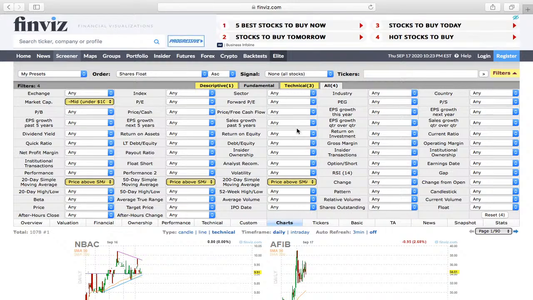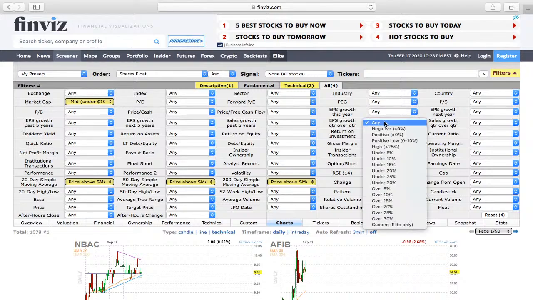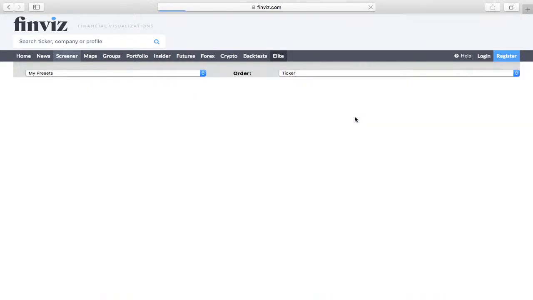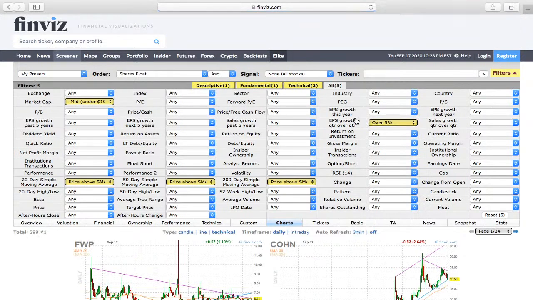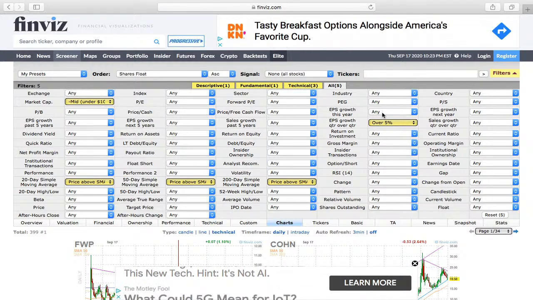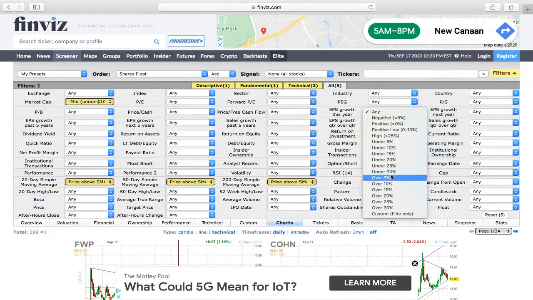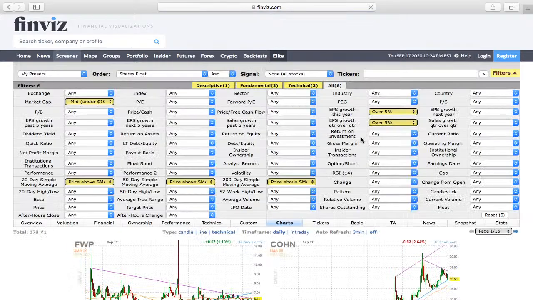Now we're going to be doing some technical searching here. So EPS growth quarter over quarter, which tells you the earnings per share growth quarter over quarter. You want that to be over 5%. So that's telling you that the company is actually doing pretty well from this quarter compared to last quarter. And sales growth in general over 5% as well. So this is over the year. So this year compared to last year has been doing well.